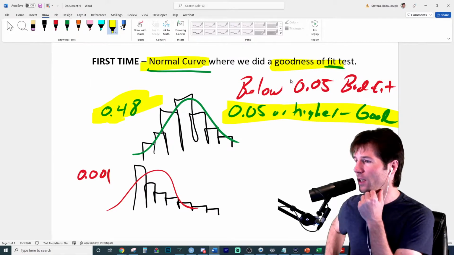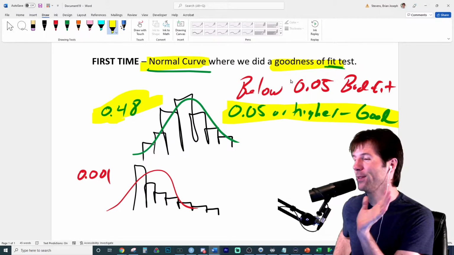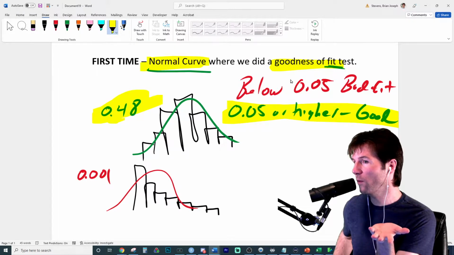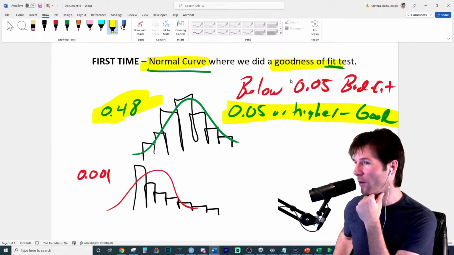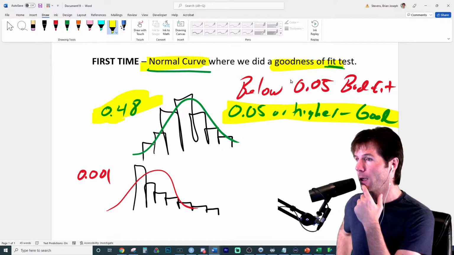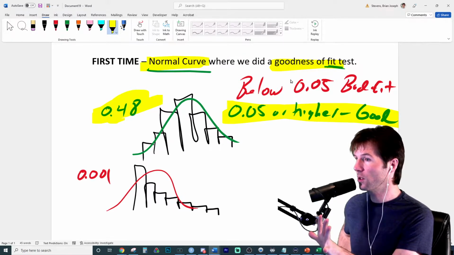Or we have reason to believe that, or we fail to reject the null. We try to talk in normal terms sometimes where we say, it looks like the normal curve is a pretty good fit. I don't have evidence it's a bad fit. So I would continue to believe that the normal curve is a good way to express that distribution. So this is only for the goodness of fit test.